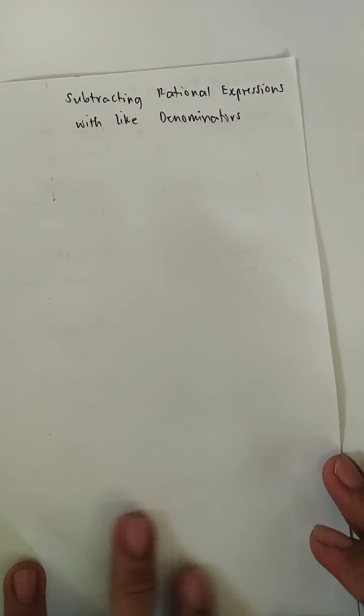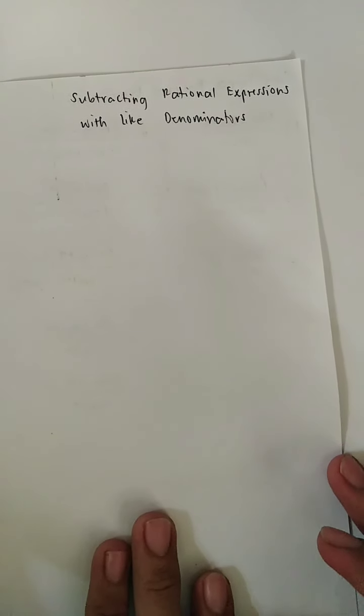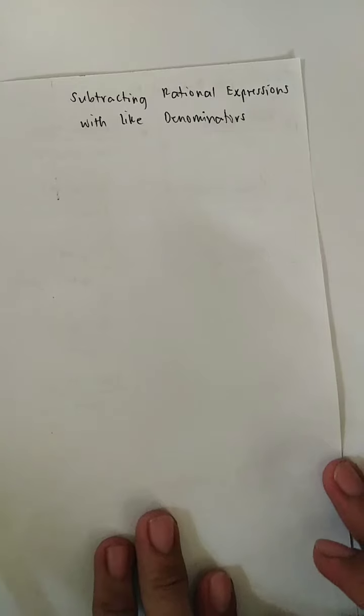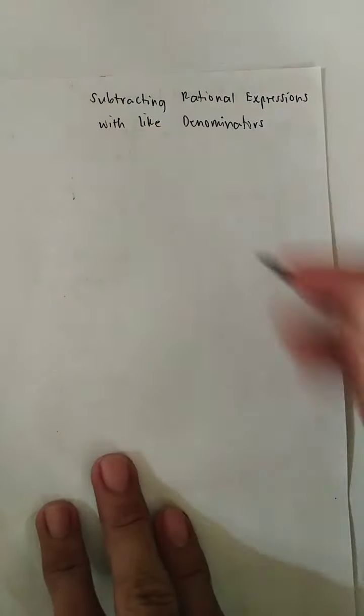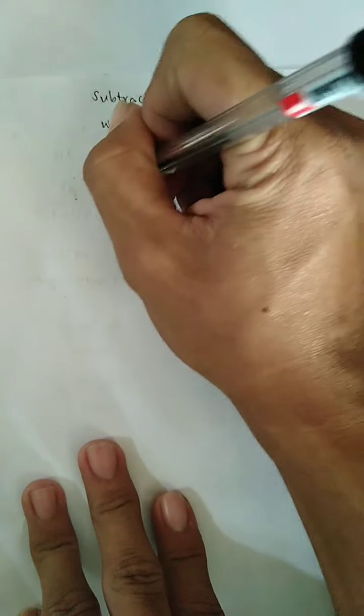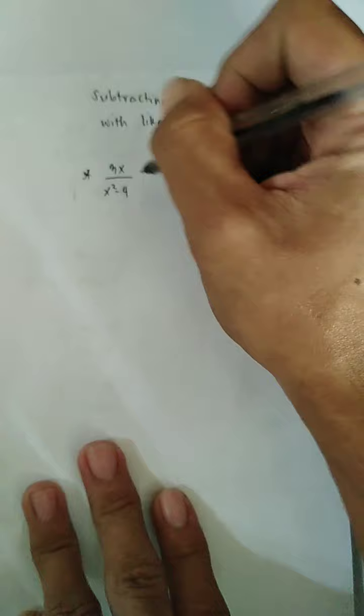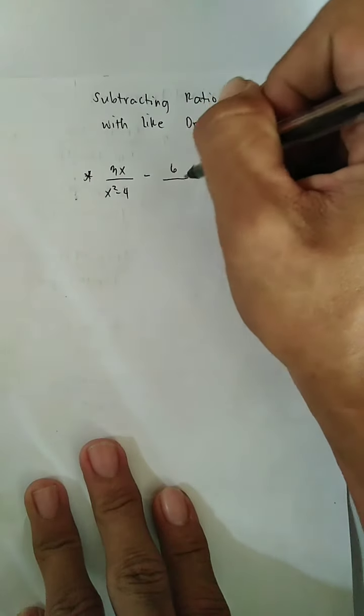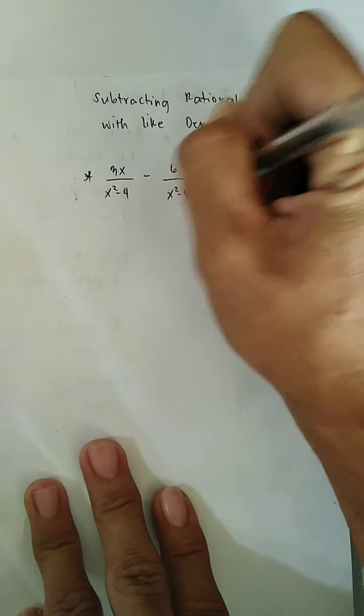Now let's move to subtracting rational expressions with like denominators, or subtraction of rational expressions with the same denominator. Let us have the first example, say 3x over x squared minus 4 minus 6 all over x squared minus 4.